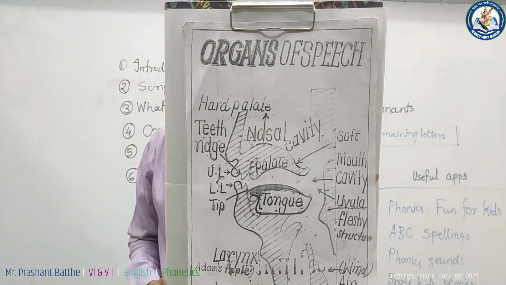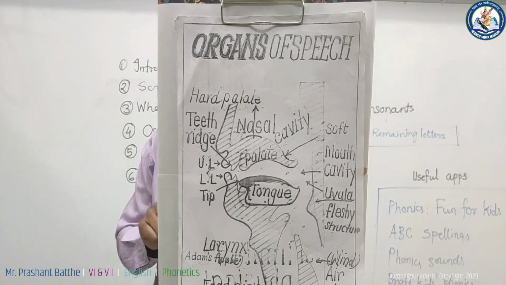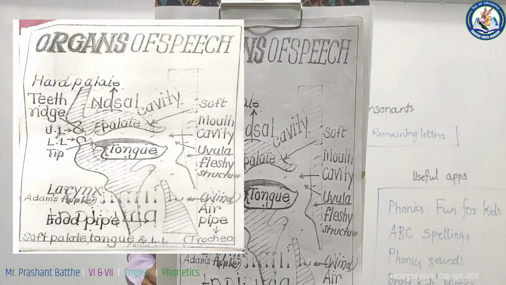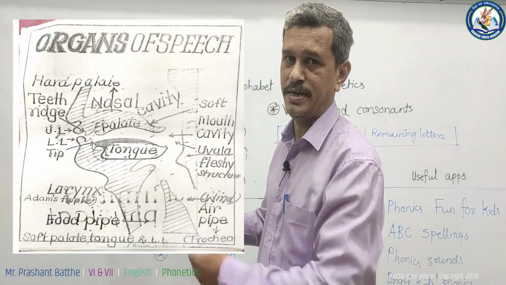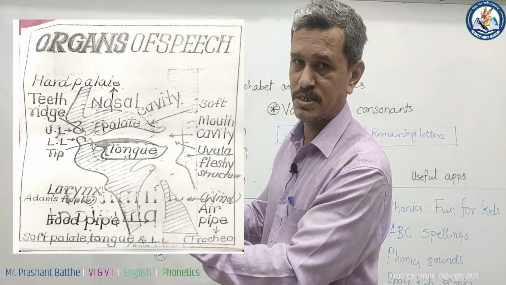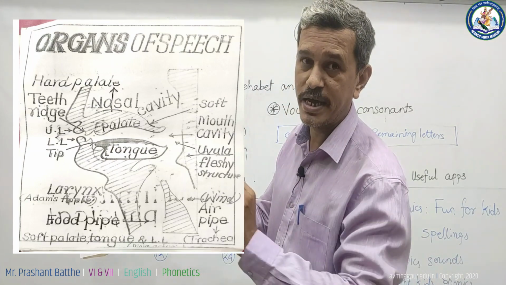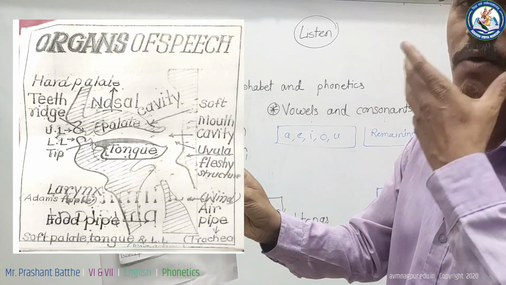If you look at this board, there are many things written. I'll put the photo of this board in the video. You can see it. Now, let me tell you from the side. If you look at this photo, there are n number of names given here. The photo is of our mouth.